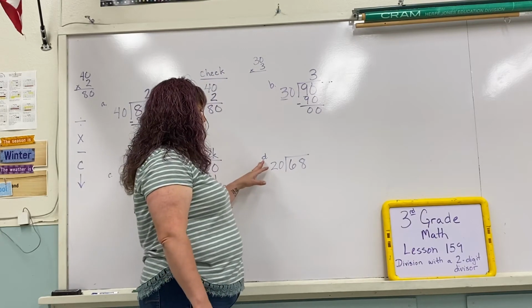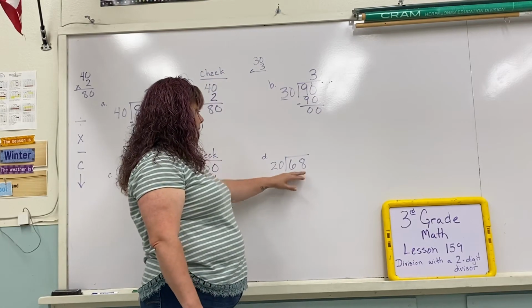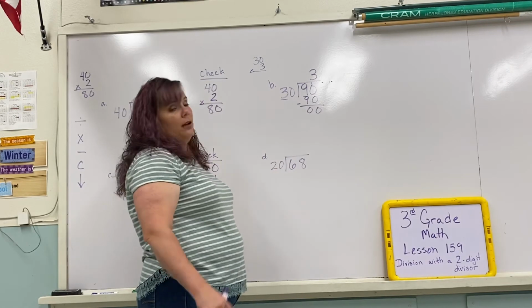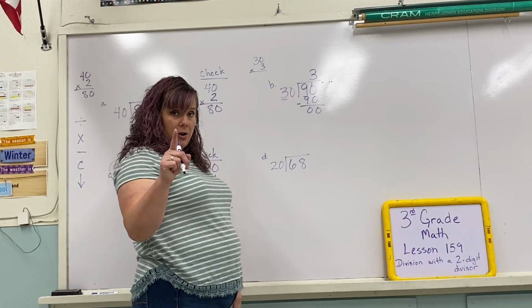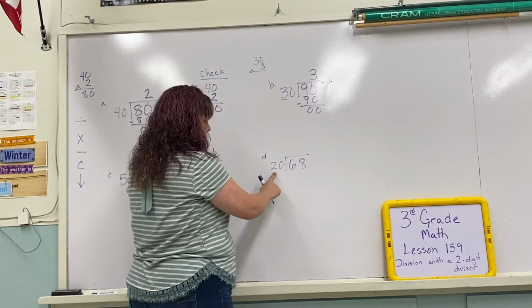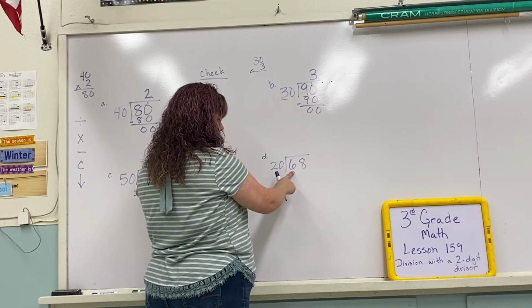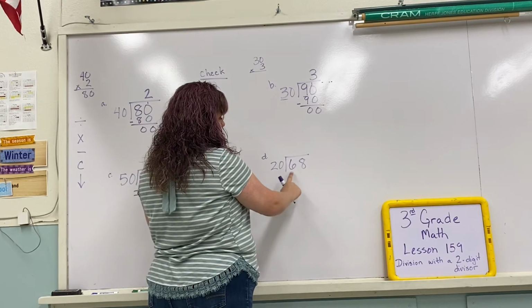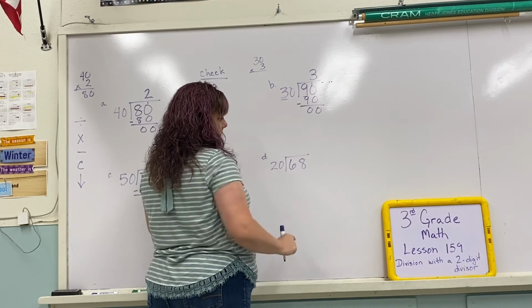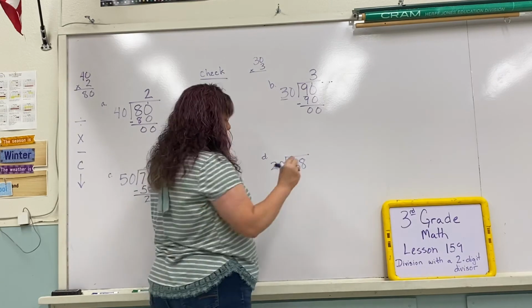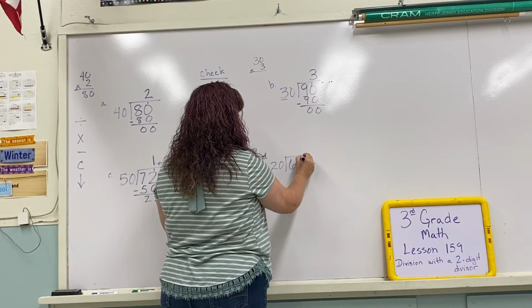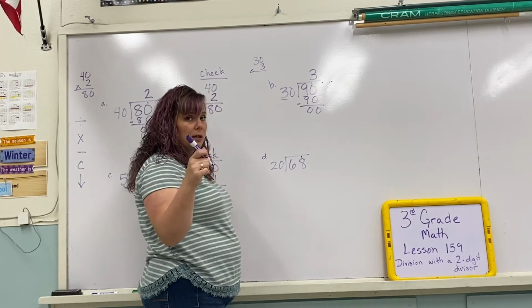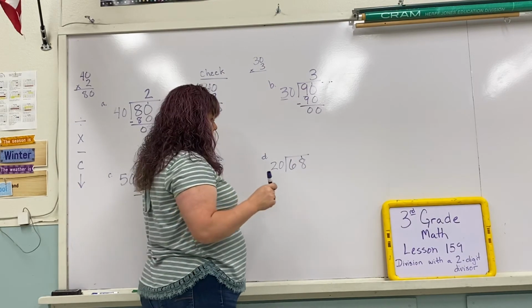Okay, D is 68 divided by 20, okay? We're going to figure out where to write our number first. Can 20 go into 6? Nope. So we can't write our number here. Can 20 go into 68? Yes, it's big enough to go in, so our number is going to be written right here above the 8. Make your mark. That's important. When we get into really bigger division, you're going to need that mark.